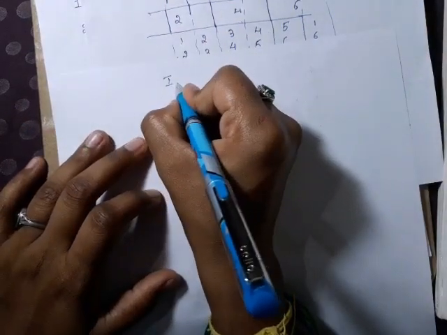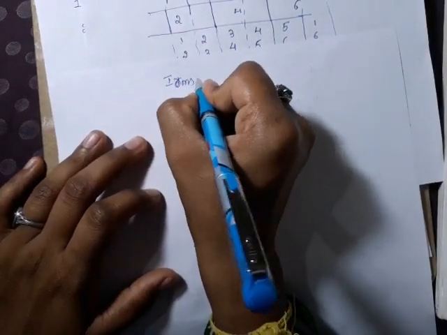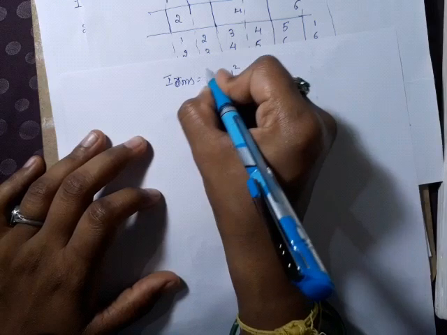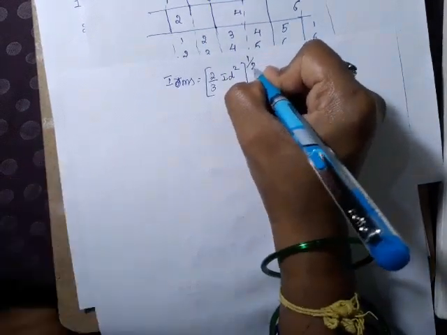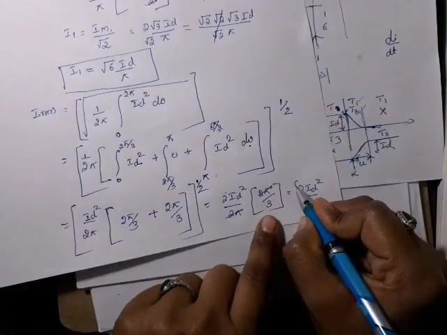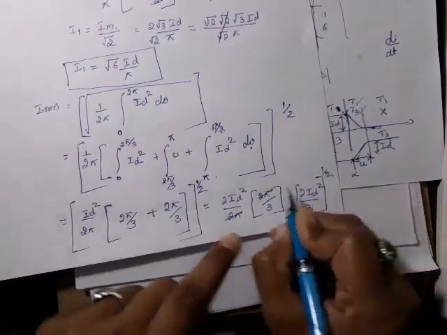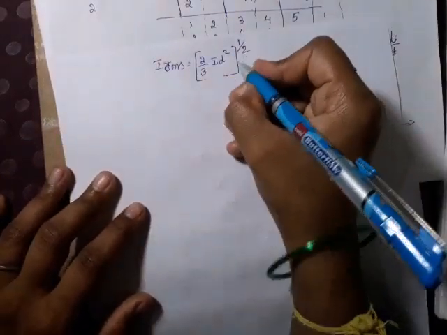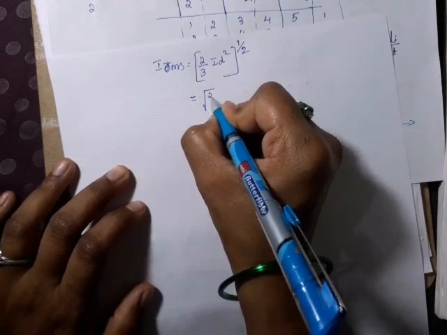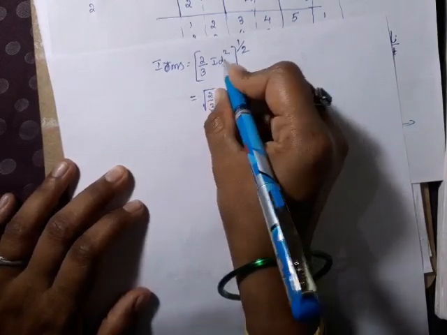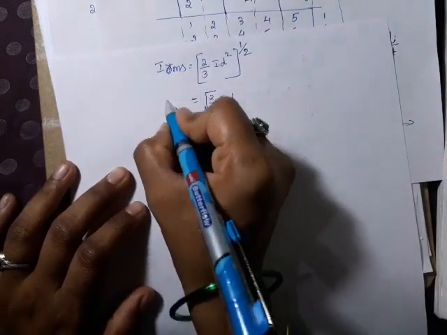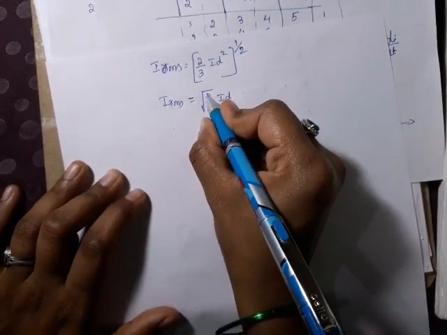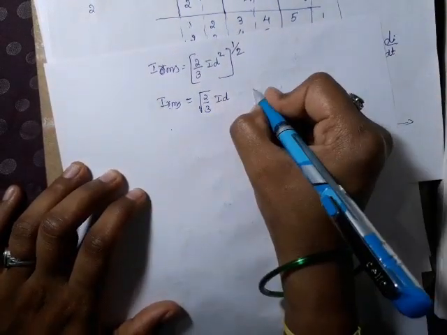So what we are getting? IRMS is equal to 2 by 3 times Id squared under root. Sorry, I have missed the under root here. If we remove the root, it will become root of 2 by 3 Id. Square and root get cancelled. So this is the value of IRMS. Now you can see the IRMS value is root 2 by 3 times Id.